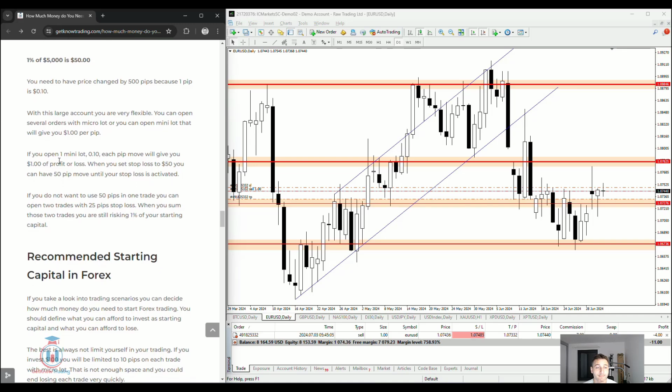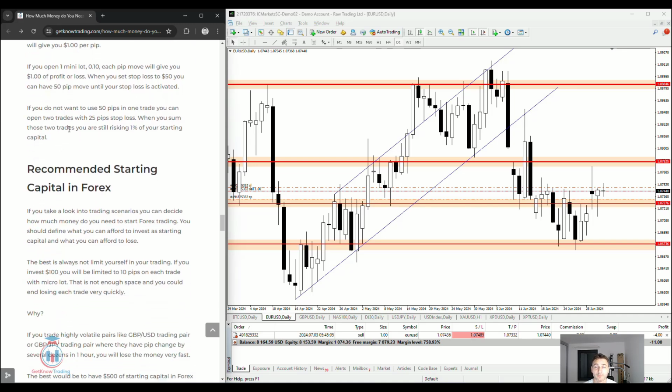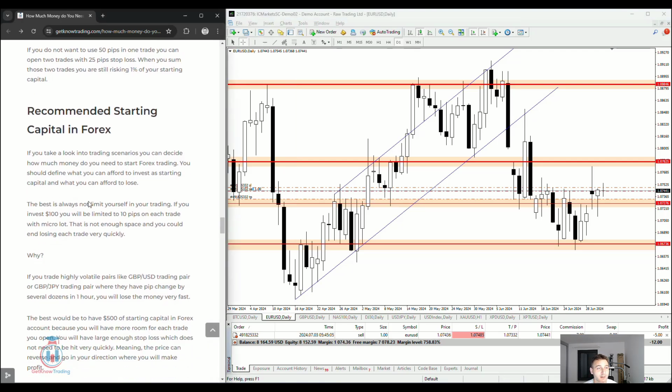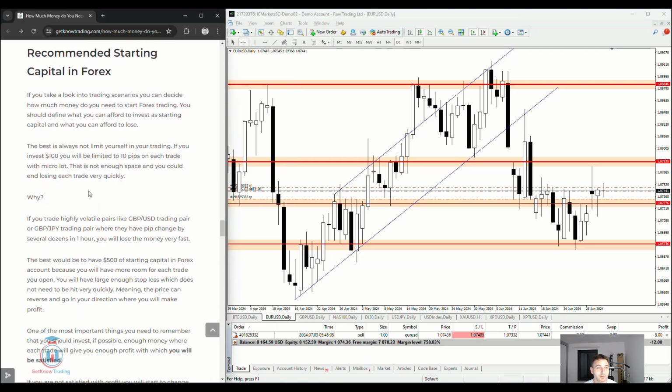Now, this is very important information. So what should be a starting capital, and you can see how it is connected with this lot size, which is the volume. Now, recommended starting capital in Forex. If you take a look here in the trading scenarios, you can see what is the difference and also what is a good idea to start trading.